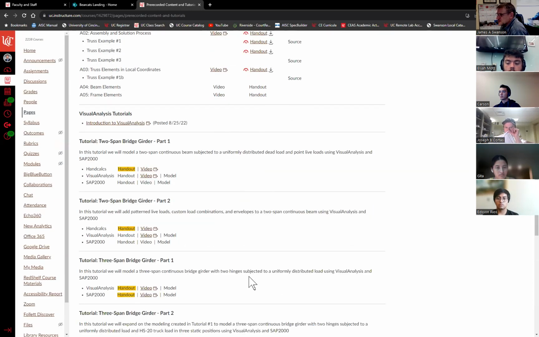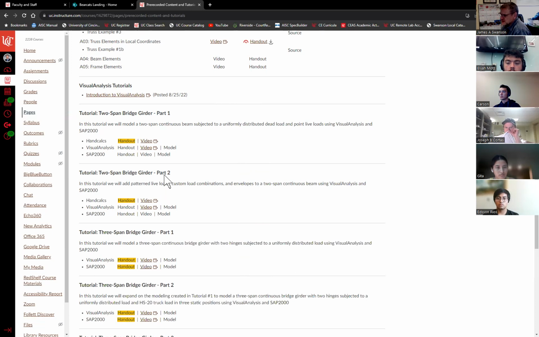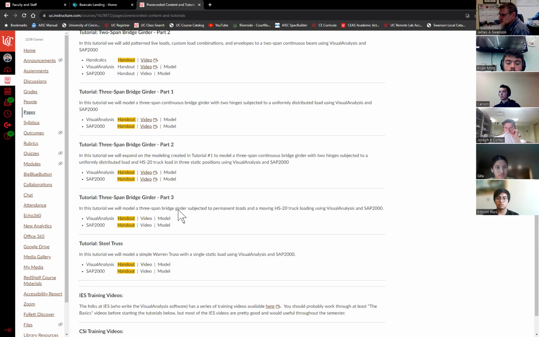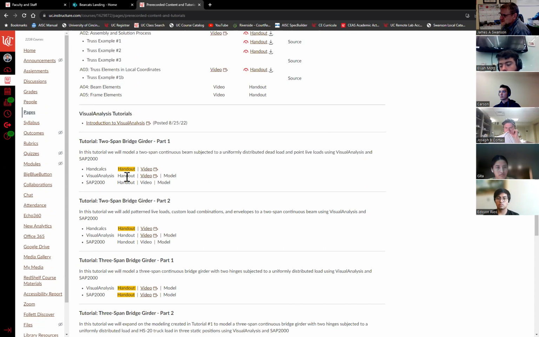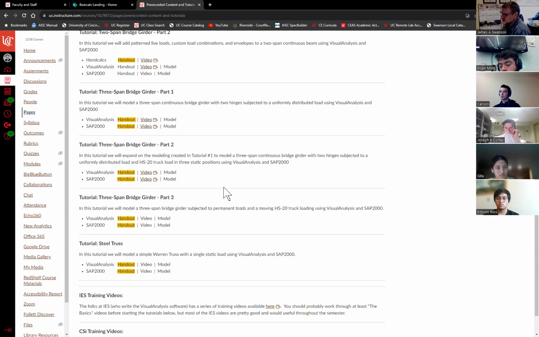And then there's also some tutorials here. We've worked through a couple of these already, and we're going to work through the rest of them. These guys that are highlighted in yellow, those are handouts that I have. I just didn't take the time to post them.